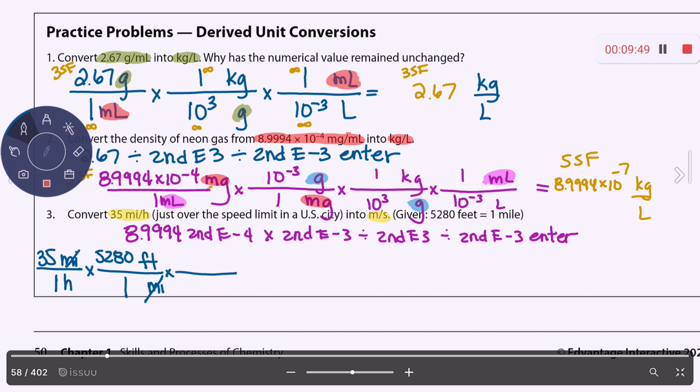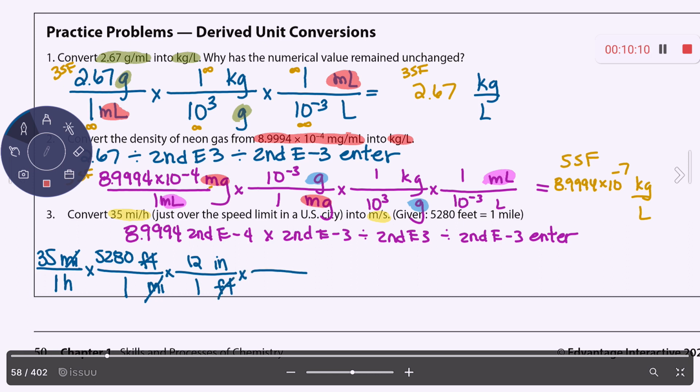in order to get to meters, I've got to convert feet to inches, inches to centimeters, centimeters to meters. So feet will go on the diagonal, inches will go up on top. We know that there are 12 inches in a foot. This is a common unit equation that we use here in America, right? So feet will cancel.